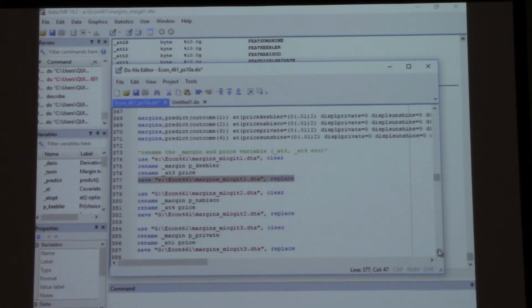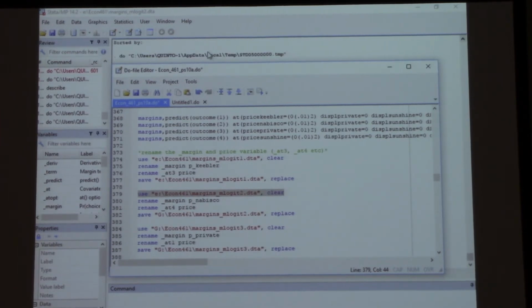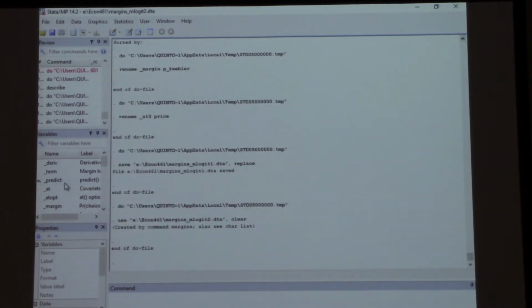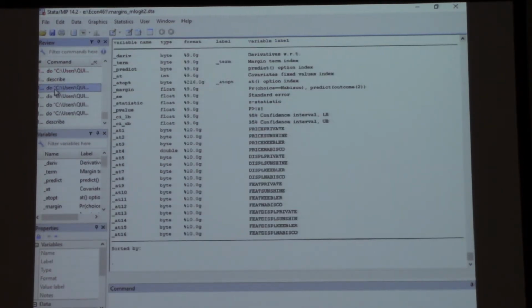Then I'm going to open the second one. It's already saved it, so I'm good. And the second output should have been... second output, let's go to underscore margin, and that is Nabisco. Again, I went alphabetically. And I can see that the price of Nabisco is double, it's @4. So underscore @4. And do the same thing.